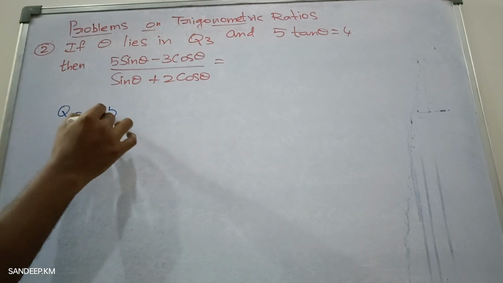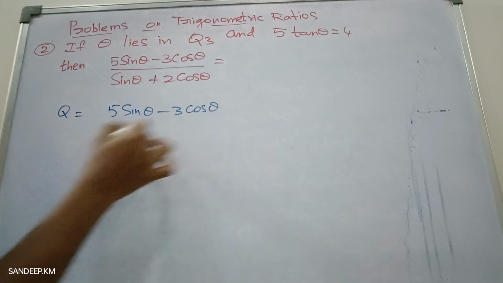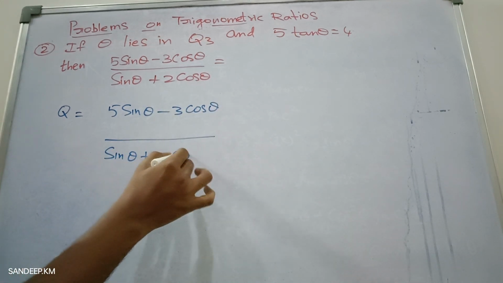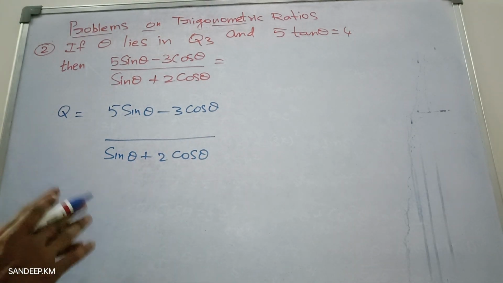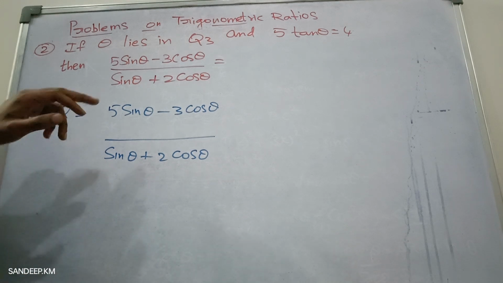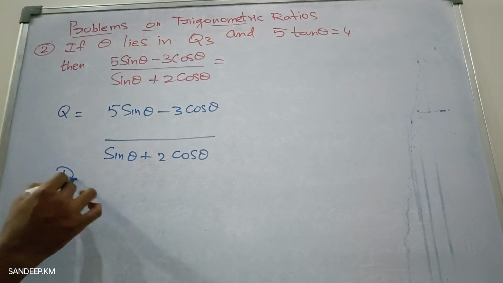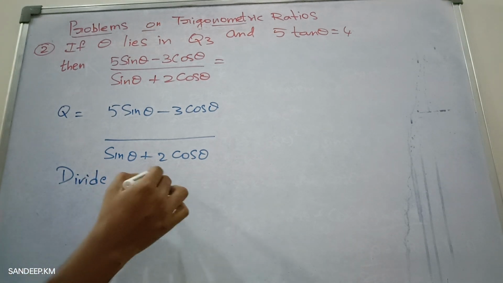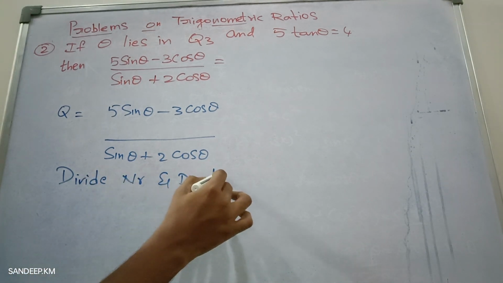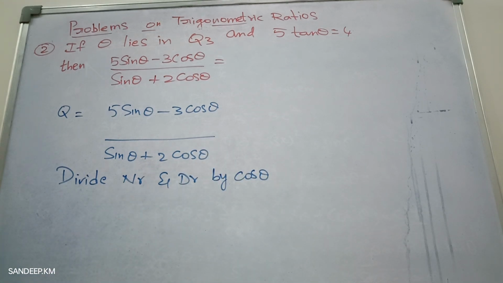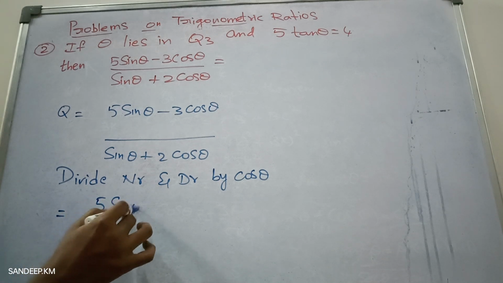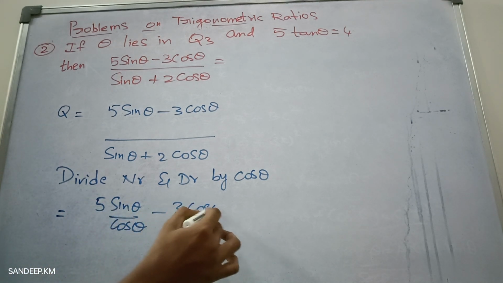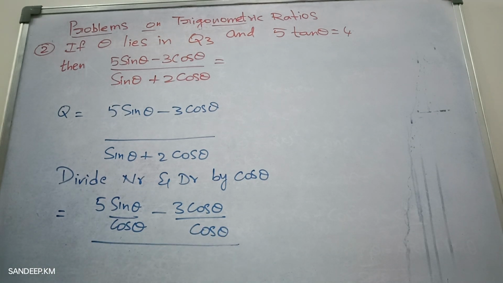So our question is 5 sin theta minus 3 cos theta whole divided by sin theta plus 2 cos theta. I can easily convert the question in terms of tan theta. How? Very simple, by dividing the numerator and denominator by cos theta. What happens if I divide numerator and denominator by cos theta? So 5 sin theta by cos theta minus 3 cos theta by cos theta, whole divided by, again the denominator you have to divide by cos theta, sin theta by cos theta plus 2 cos theta by cos theta.